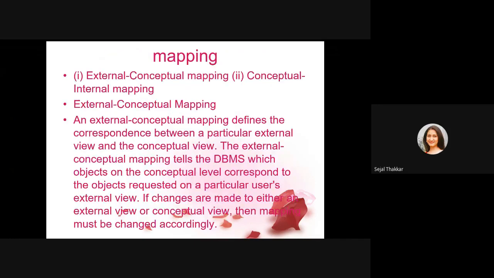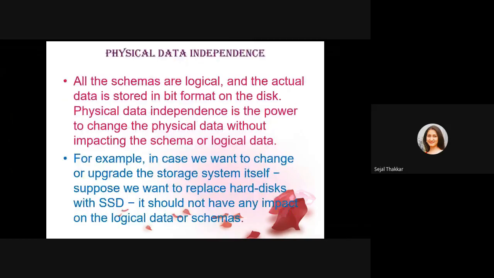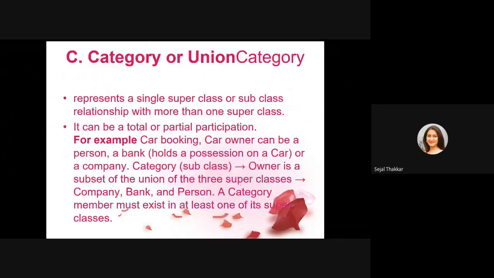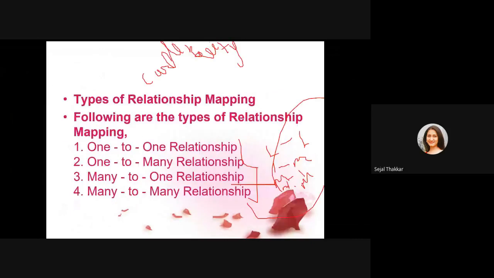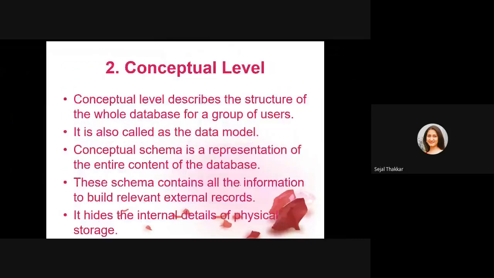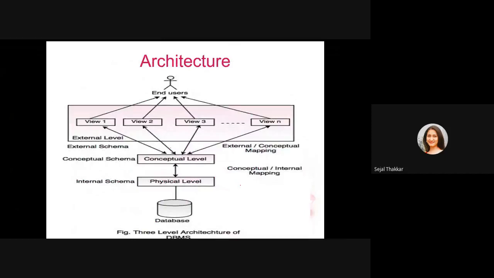The next is external and conceptual mapping, and conceptual and internal mapping. I told you the architecture is having three layers. Here you can see external, conceptual and internal. The physical layer is also called the internal layer, right? The mapping between these two is conceptual-internal mapping, and between these two is external-conceptual mapping.